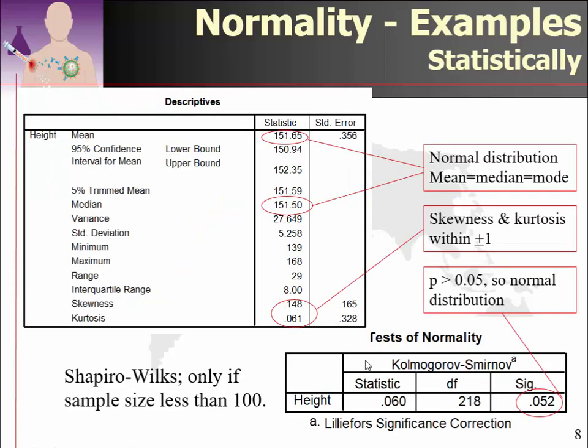So we run the analysis. We look at the descriptives. You can see here clearly the mean is 155.165. The median is 151.90. So we look at the skewness 0.148 and kurtosis 0.061. So this is between plus minus 1, so the data is normally distributed. This is further proven by the Kolmogorov-Smirnov, where the p-value is larger than 0.05.